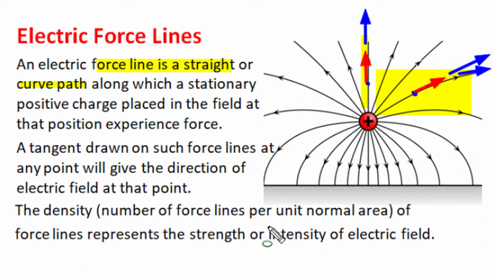The density or number of force lines per unit crossing normal area, that we call flux density, represents the strength or intensity of electric field. For this positive charge at closer vicinity, in this green ellipse, the density of force lines is higher, so we can say the electric field in this green ellipse is stronger, whereas the electric field in the cyan ellipse area, where the density of force lines has decreased, the strength of electric field is lesser here. So the tangent on force lines represents the direction of electric field, and the density of force lines represents the magnitude of electric field.